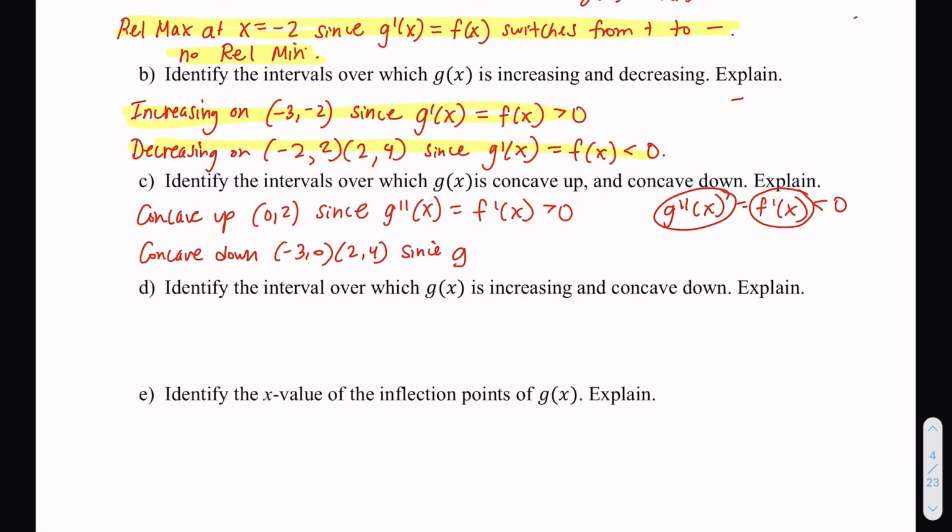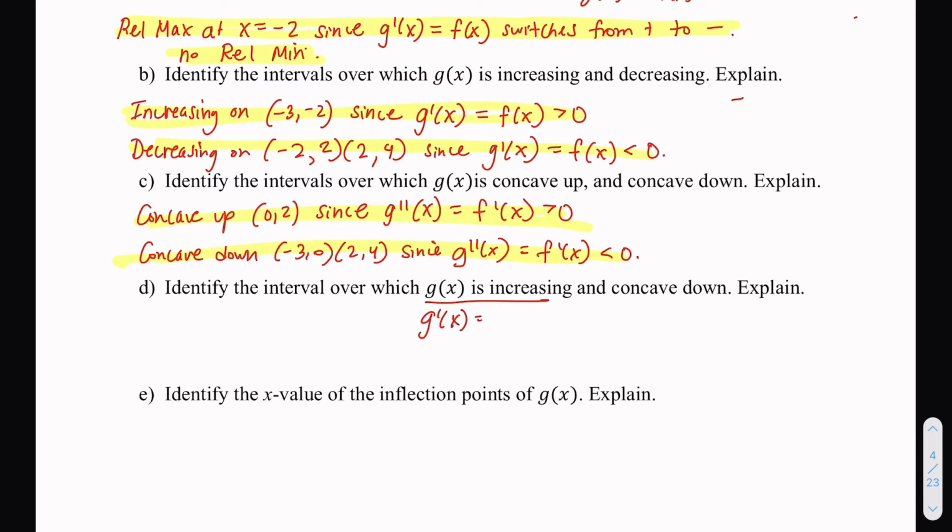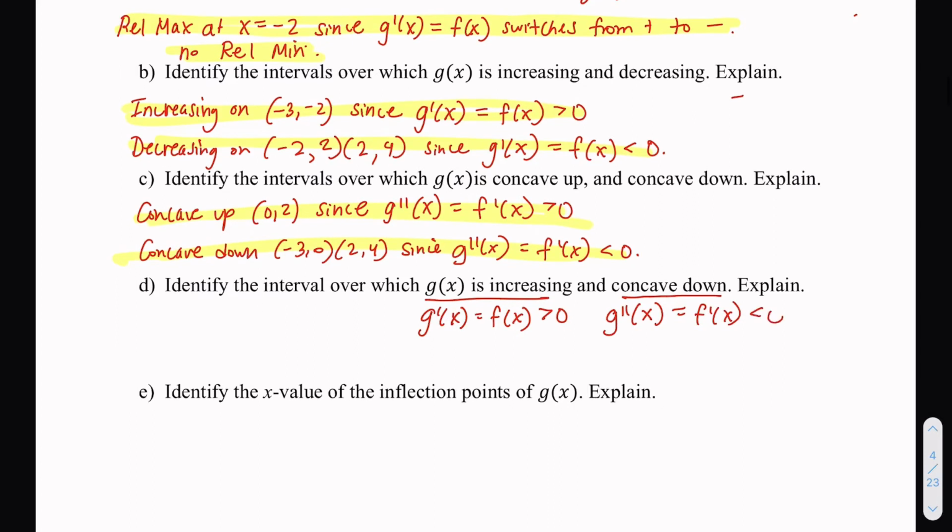Since g double prime of x, which is f prime of x, is less than 0. Okay, part D. Identify where g of x is increasing, so that means g prime of x, which is f of x, is greater than 0, is positive, and where g is concave down. So g is concave down where its second derivative, which is f prime, is less than 0. So again, we're only focusing on these two parts.